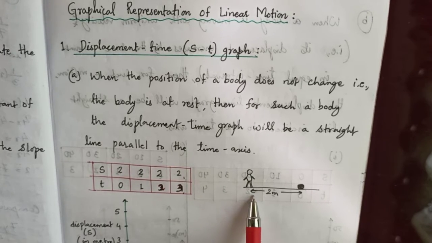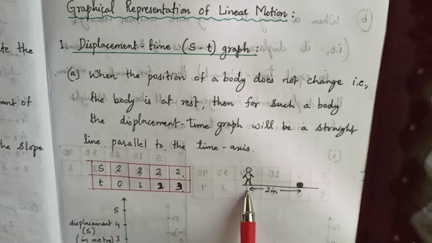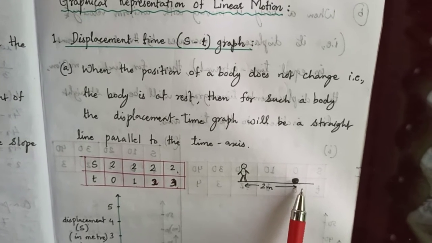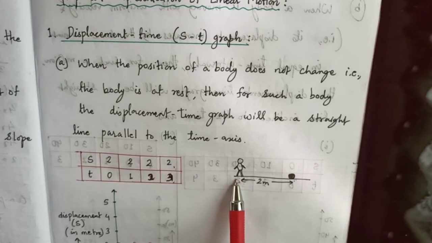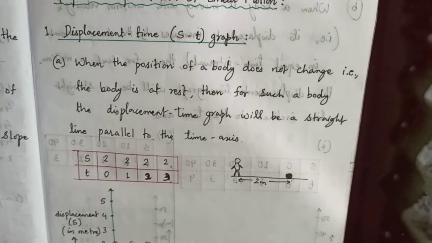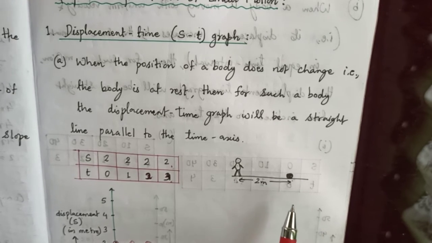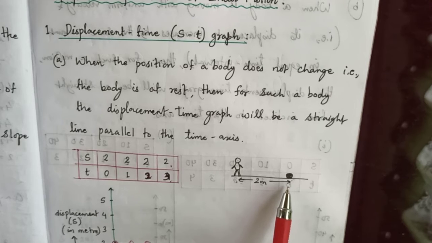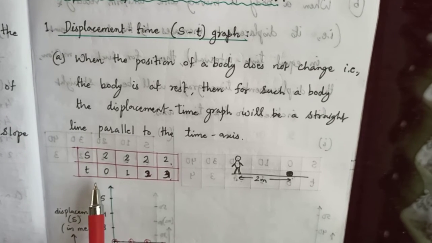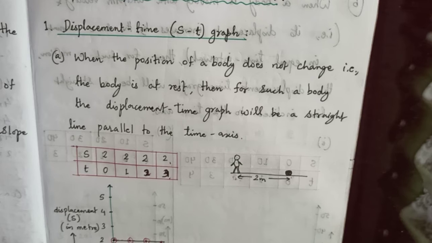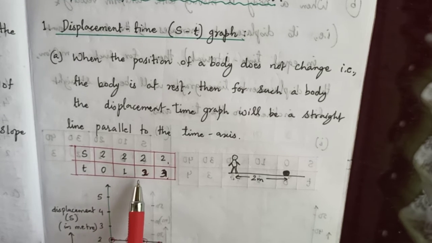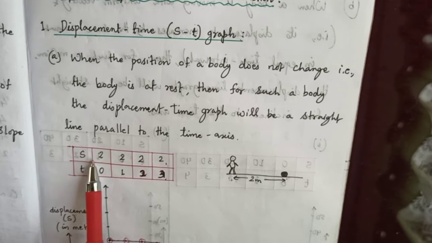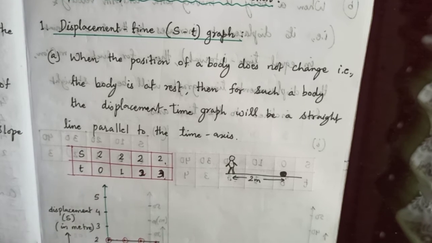If you look at this diagram, here we have an observer and a body. This body is at rest with respect to the observer, and the body is 2 meters away from the observer. As time passes, the body is not changing its position. So if we tabulate the values of time and the displacement of the body from the observer, it will look like this. As the time increases from 0, the displacement is not changing. It remains 2 meters only.